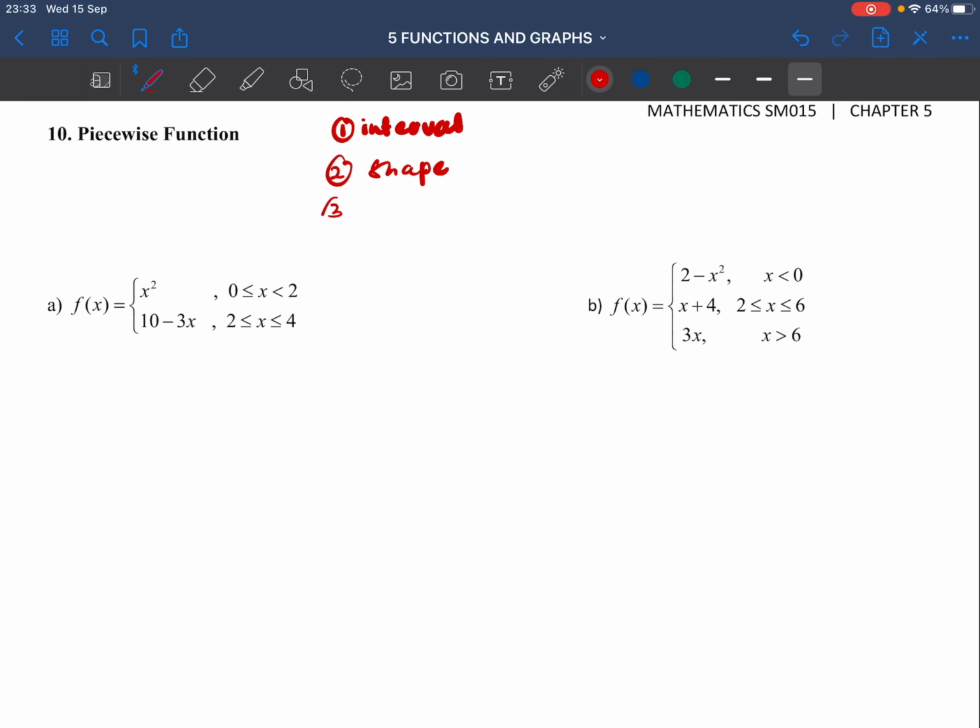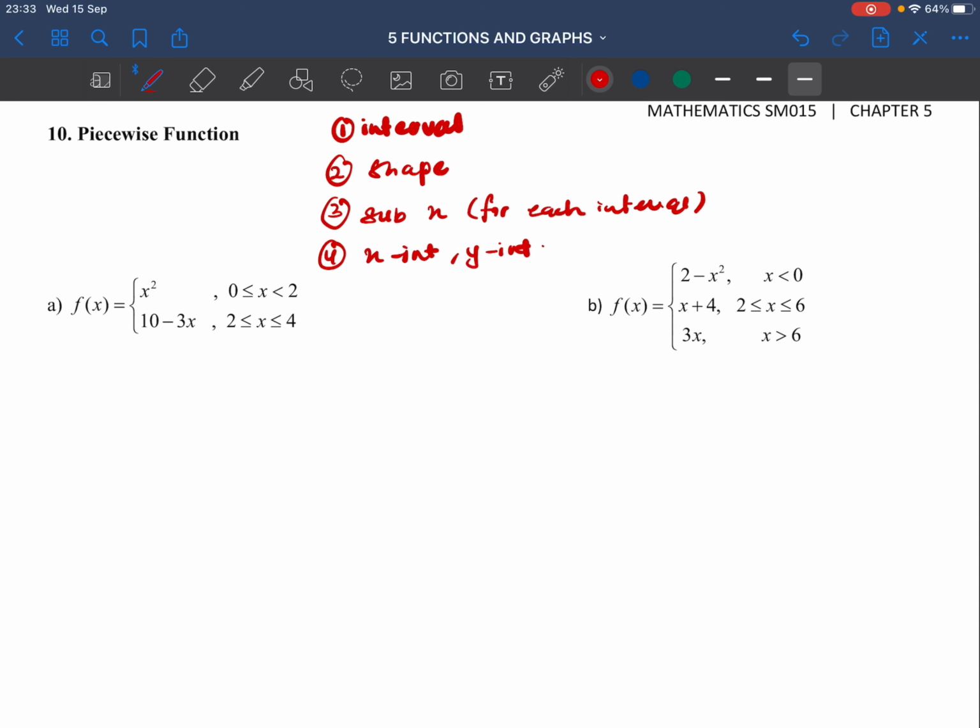So the third thing is we have to substitute x. Okay, so apa tu x nanti kita akan tengok. Sama juga substitute x for each interval. And the last thing is macam biasa kita kena cari x-intercept and also y-intercept kita.